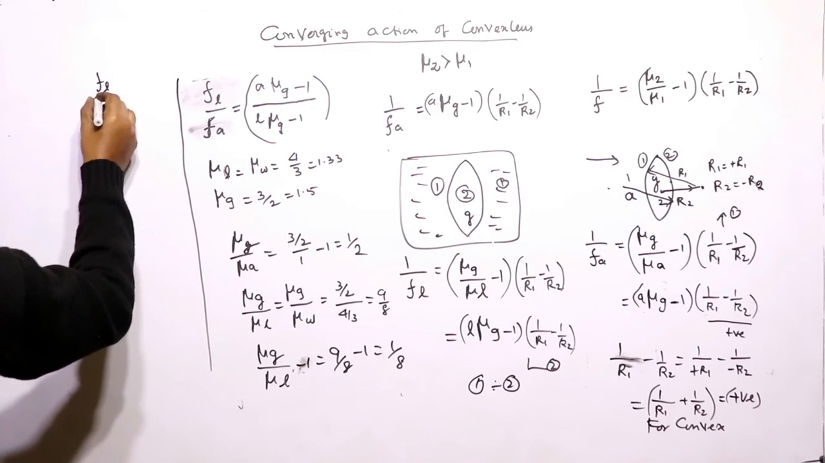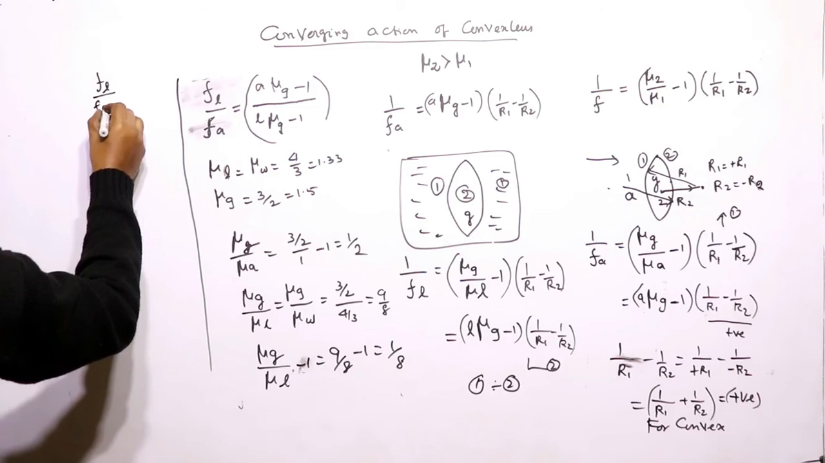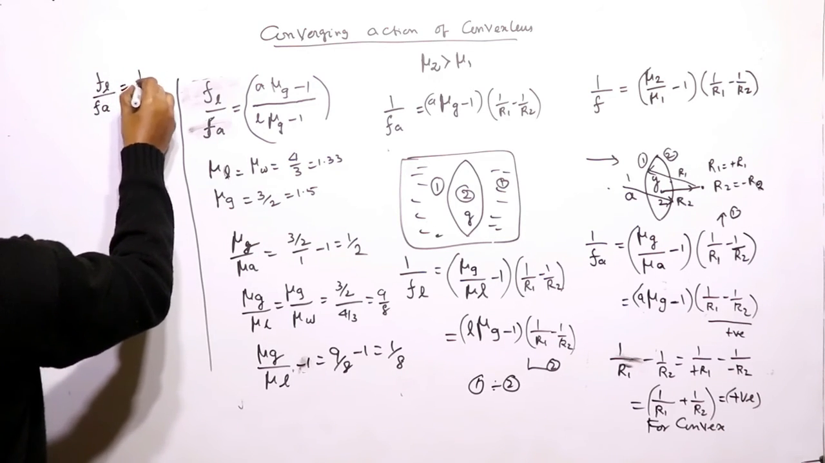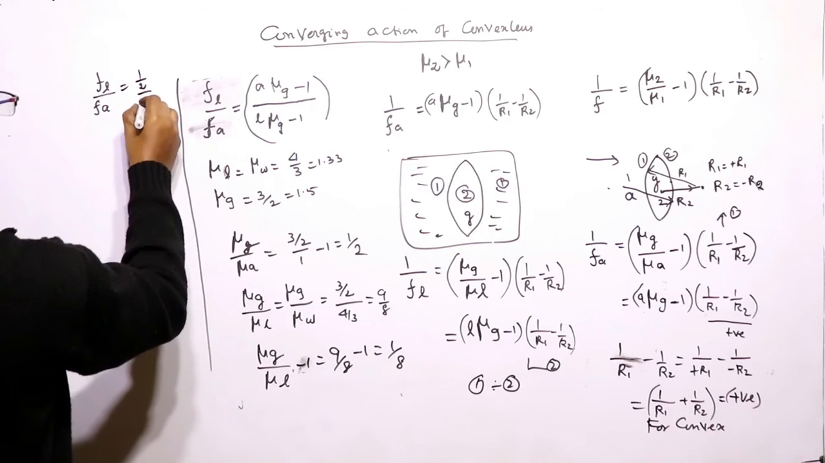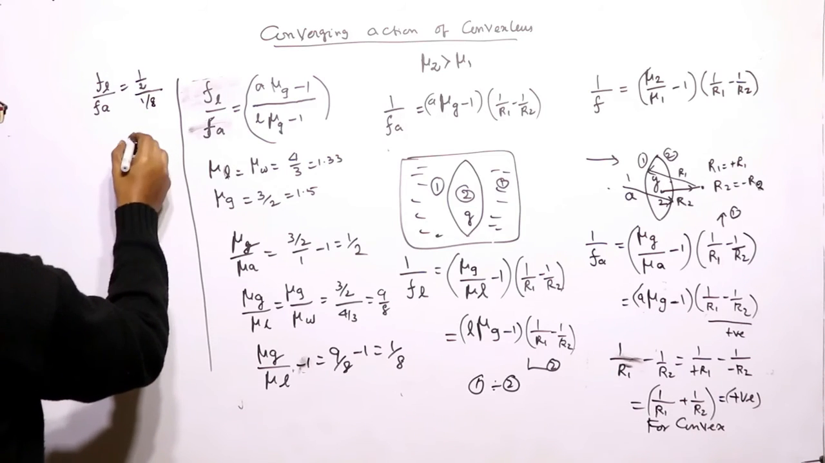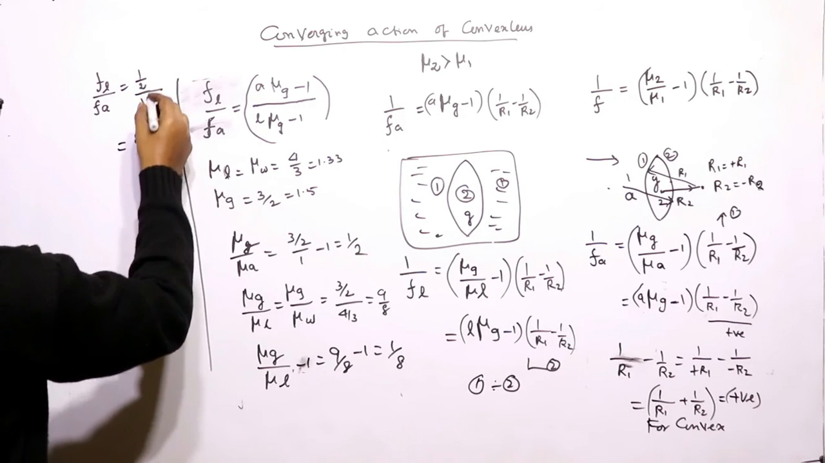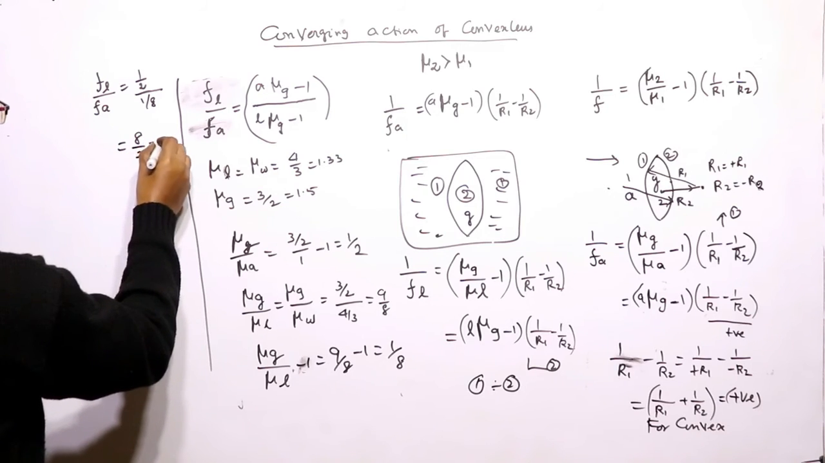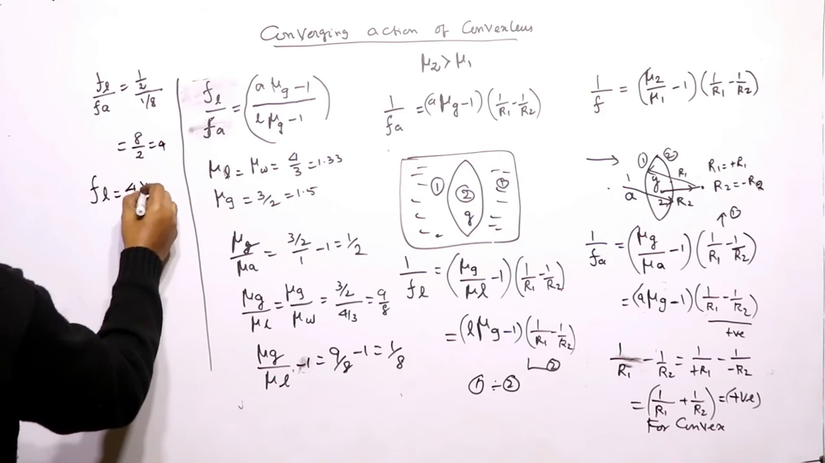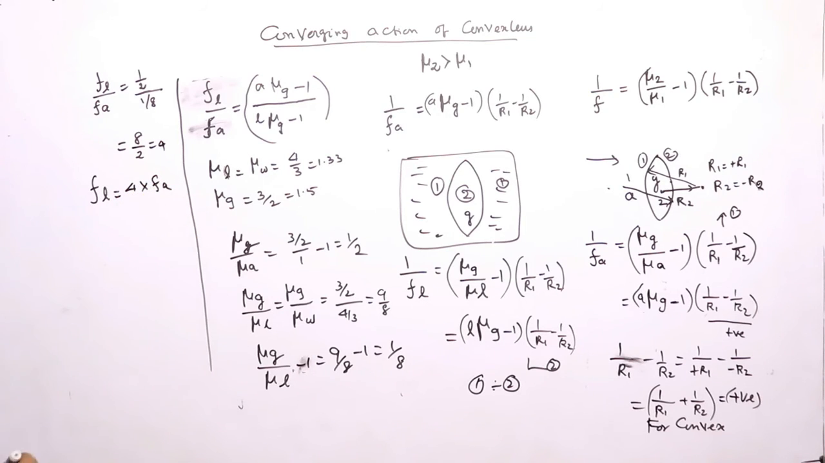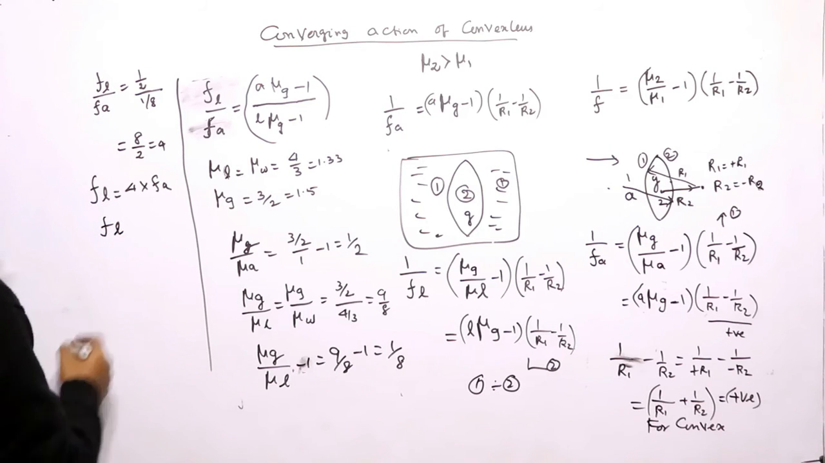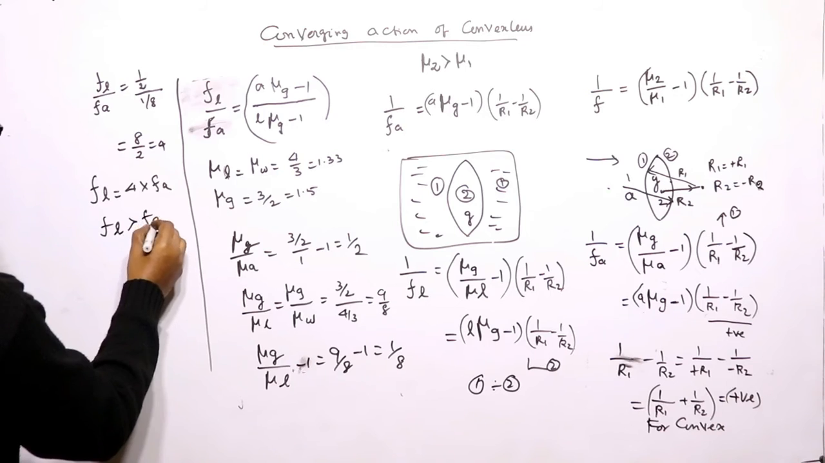the focal length of the lens in liquid by the focal length of the same lens in air is equal to half divided by 1 by 8, the 8 will go on the top, 2 will come, which is equal to 4. That is, the focal length of liquid is equal to 4 into the focal length in air. It means the focal length of liquid is greater than the focal length of air.